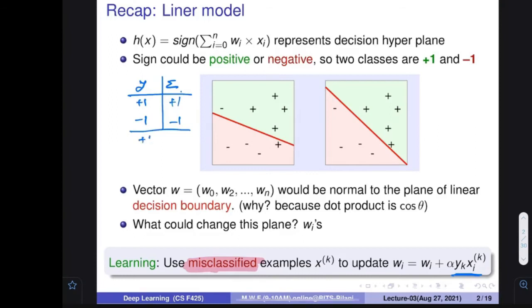The other cases are when +1 and -1 are there. For the +1, my system is telling -1. For the -1, my system is going to tell me +1. These two cases are the problematic cases. I am going to modify things only in this scenario: when the actual label is positive, but by doing the summation and the classification, I say -1. Make sense?